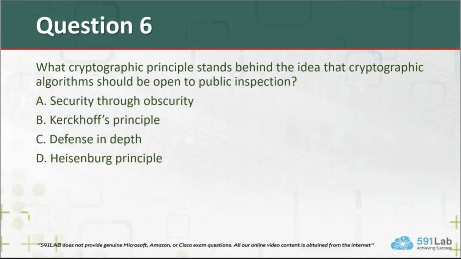So actually the answer for this one is B, the Kerckhoffs principle. He said that cryptographic systems should be secure even if everything about the system is public knowledge except the keys. So it means that the attacker can know what cryptographic algorithm you're using, everything. But even if he doesn't have the key, he shouldn't be able to decrypt the data. So the answer for this one is B.